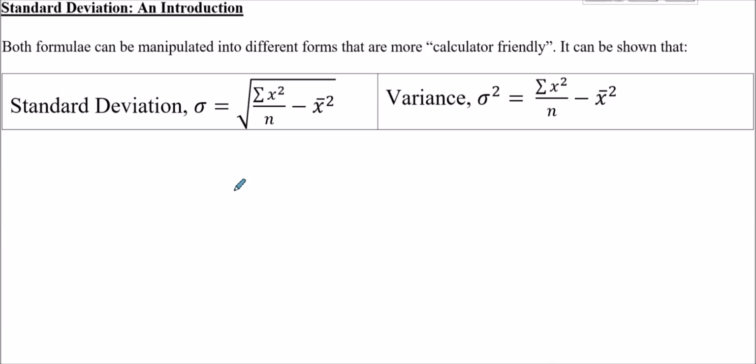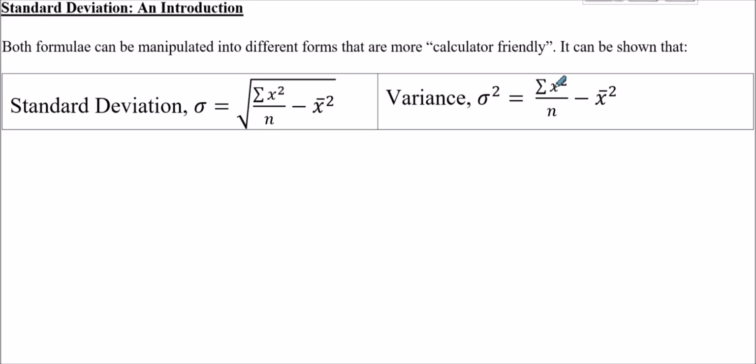So there's other ways these formulae can be changed into different forms. Both formulae for standard deviation and variance can be manipulated into different forms that are more calculator friendly. It can be shown that the standard deviation is the square root of the sum of the squares divided by the number of values, minus the mean squared.